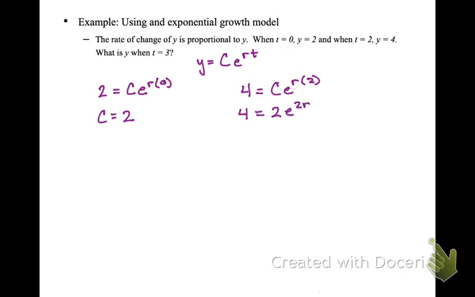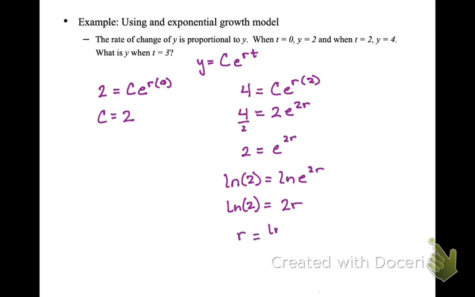So can I solve for r? How would I solve that for r? Divide by 2. So 2 equals e to the 2r. Natural log of both sides, right? So the natural log of 2 equals the natural log of e to the 2r. So the natural log of 2 equals what? 2r. So r equals natural log of 2 over 2.